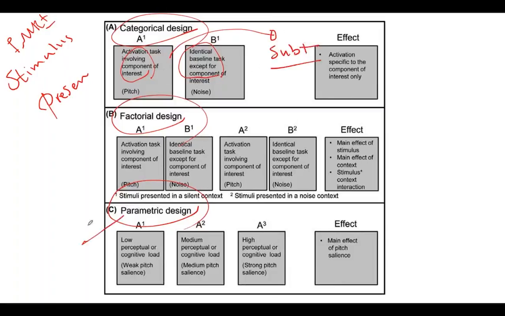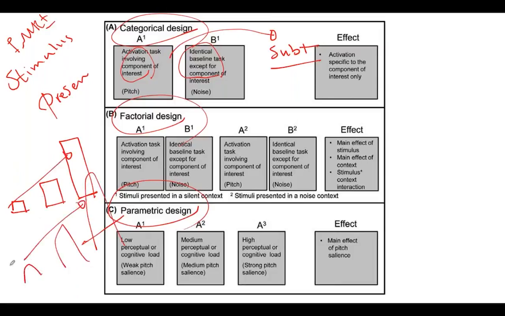Or sometimes in parametric design, for example, we give them a sound in this intensity, and then we give them a sound in this intensity, and then we give them a sound and the next sound in a larger intensity. And then we show that we have a specific area that is getting activated with the same slope. So we call this parametric modulation or parametric design. So we just look for areas in the brain that are responding to the level of sound. So it's something like a dose response. And this is what we call the parametric design.